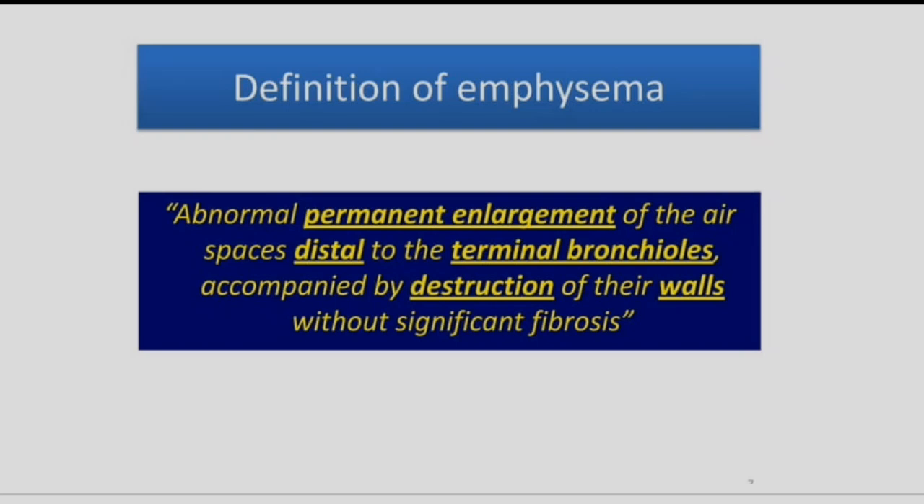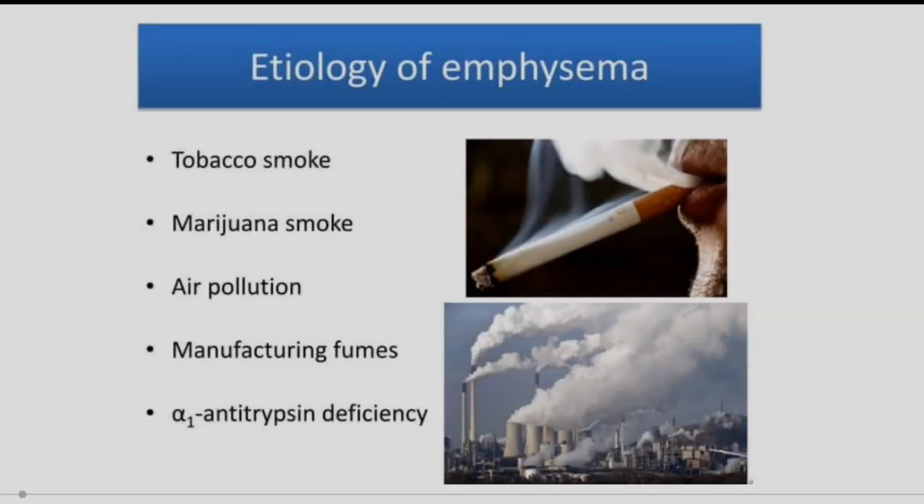So what happens, they have an ability to recoil. Whenever you breathe in, while breathing out, those alveoli contract. So that contractibility or recoilability of the alveoli is diminished because of the destruction of their wall, and that condition is known as emphysema. There are multiple etiologies of emphysema.